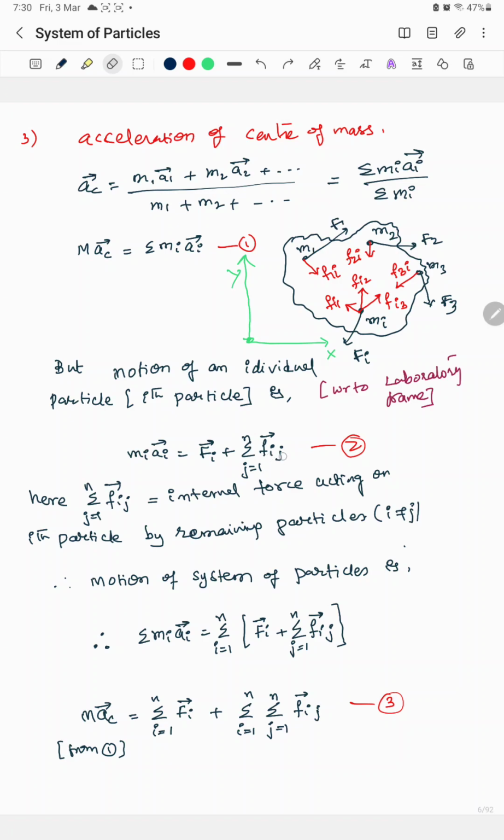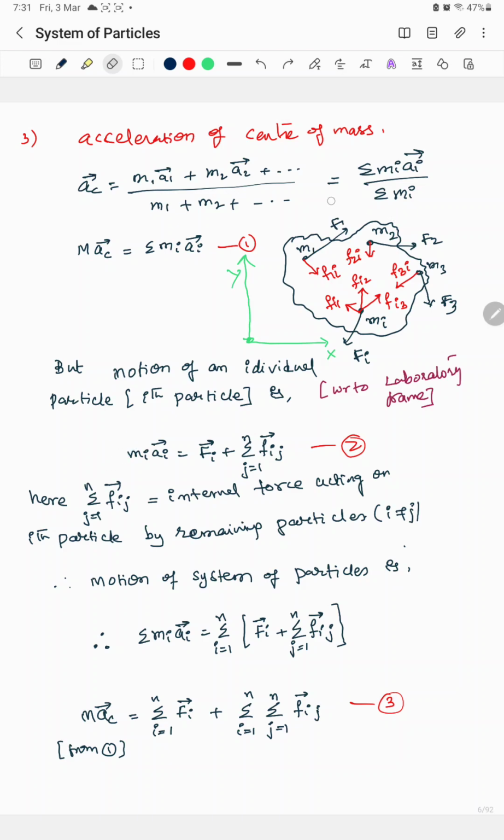That is summation of F ij, and here j value changes from 1 to n. That's it. Here summation j from 1 to n of Fij bar is equal to the internal forces acting on the ith particle by the remaining particles. The same particle won't apply force on itself, right? That's why i should not be equal to j. That's it. This is the only force acting on the ith particle.